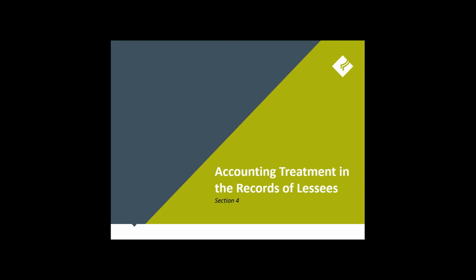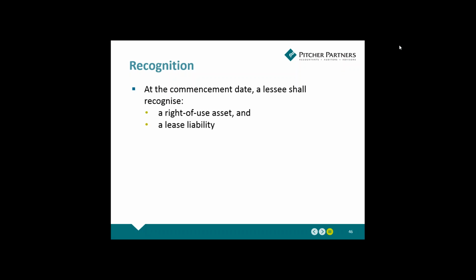Section 4. And this is now the accounting treatment in the records of lessees. Now, we've talked about this a lot already today because this is how we currently account for finance leases, but I thought I'll recap for completeness purposes. So for recognition purposes, they say at commencement date of this lease, if you've decided it is indeed a lease or contains a lease, a lessee shall recognize a right of use asset, which is an intangible asset. I've got the right to use the asset, it's an intangible asset, and a lease liability.